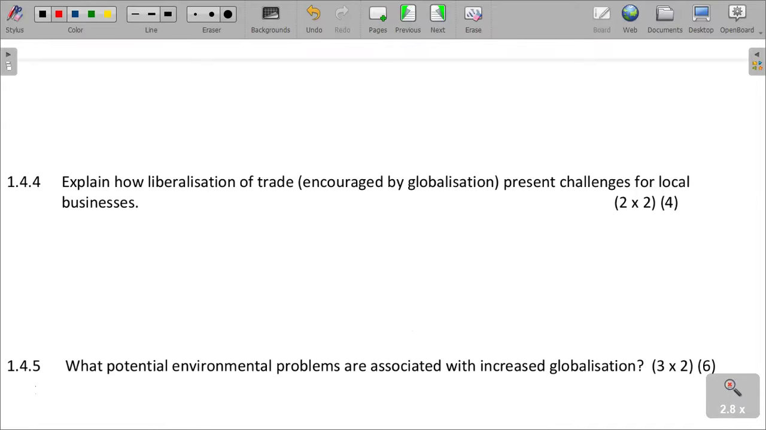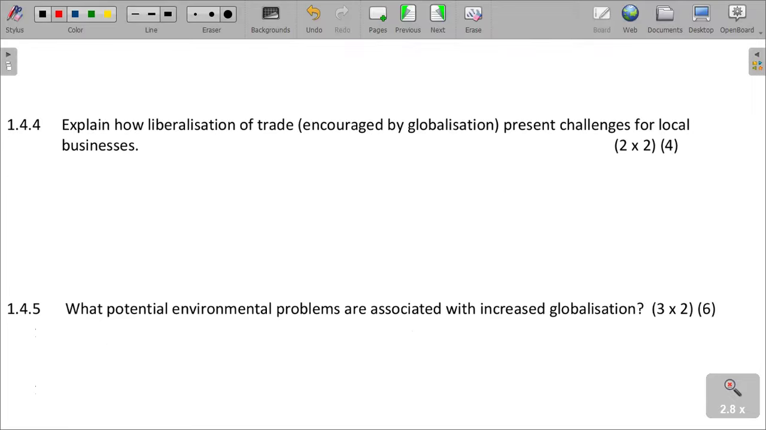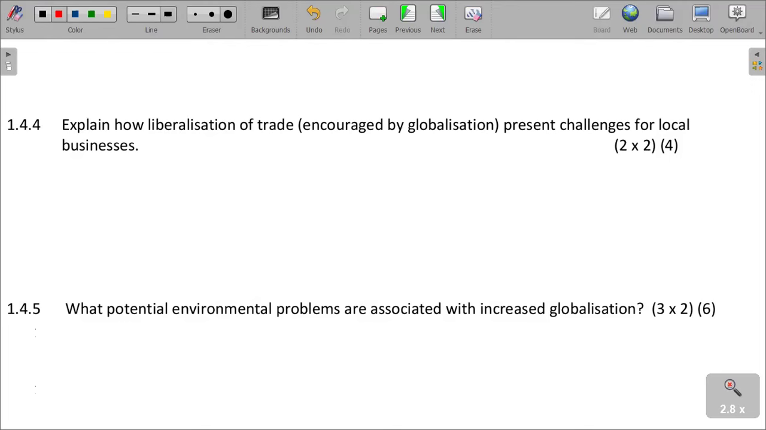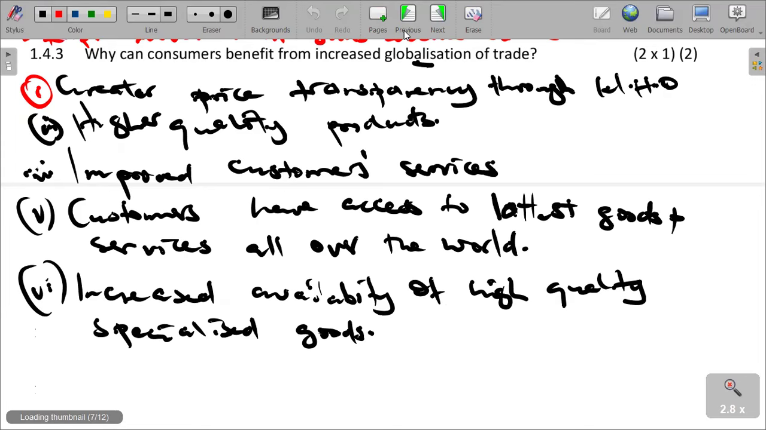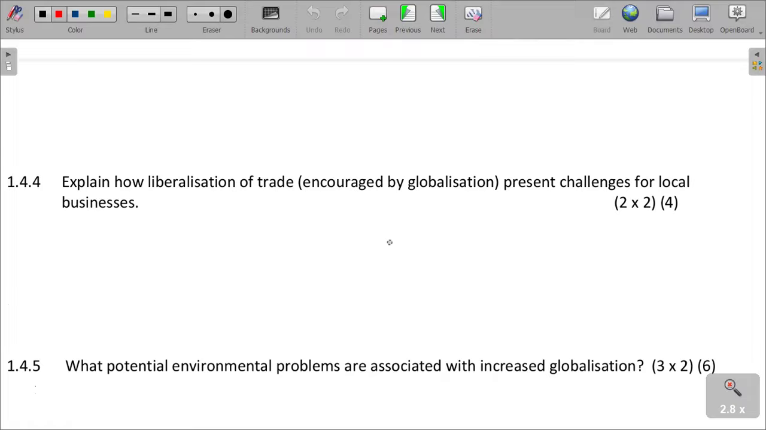Oh, excuse me. We just missed this first one. Let's first answer: explain how liberalization of trade, encouraged by globalization, presents challenges for local businesses. How do businesses suffer from globalization?